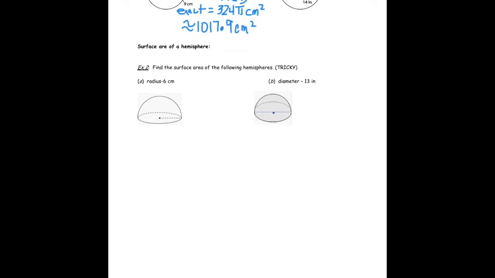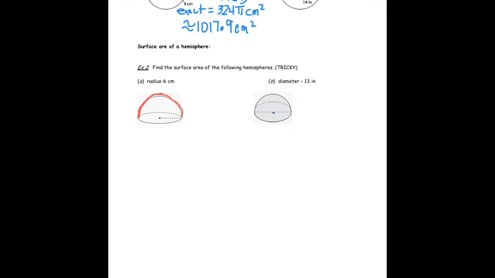So the next thing that I want to talk about, though, is a hemisphere. So we talked about a hemisphere yesterday when we were talking about the volume. We said that the volume of a hemisphere is half of that of a sphere, and the surface area of a hemisphere would make sense to be half of that of a sphere. So I want you to think about this for a second.